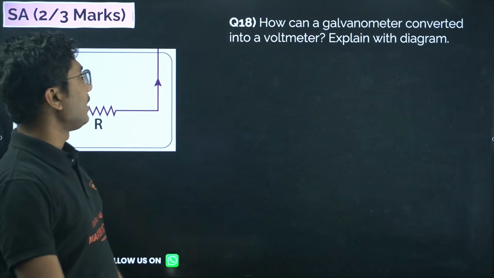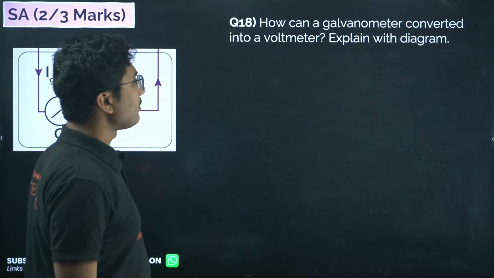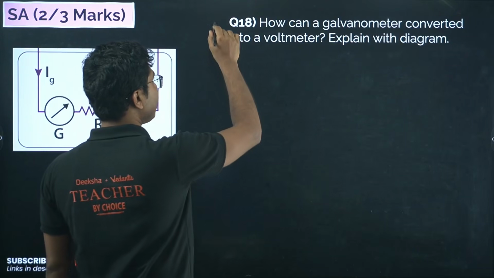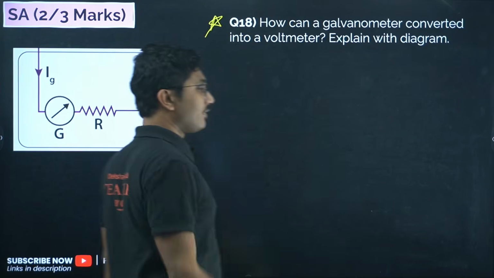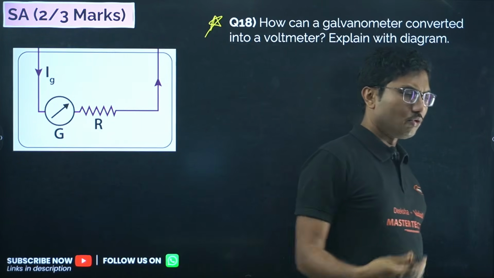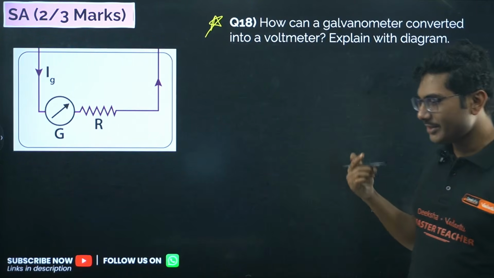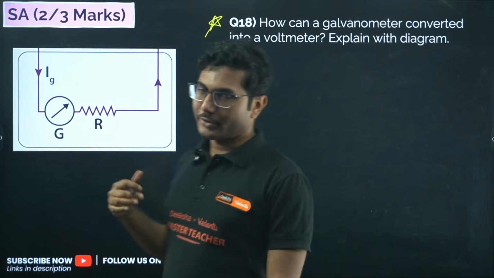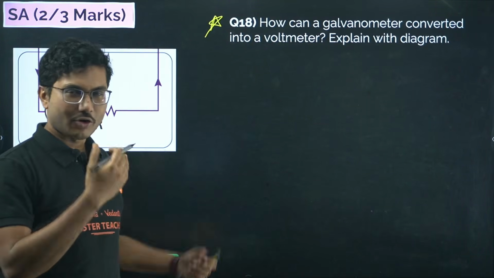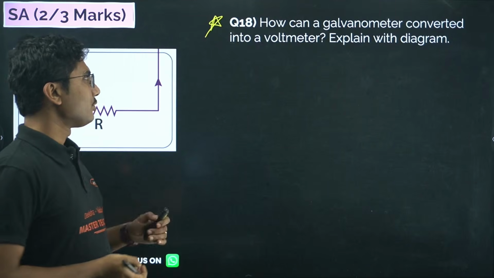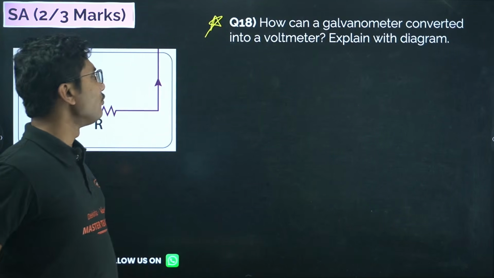Next, how can a galvanometer be converted into a voltmeter? Explain with the diagram. One of the conversions is definitely going to come, mostly. There are a few years where Lorentz force came, not the conversion. So obviously all the questions are important. First is galvanometer to voltmeter.